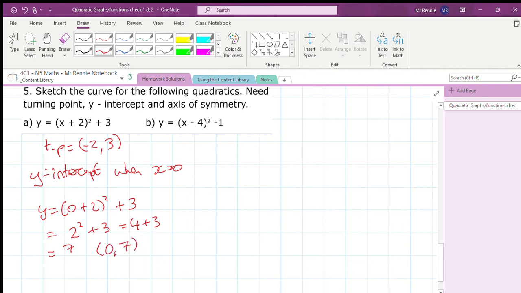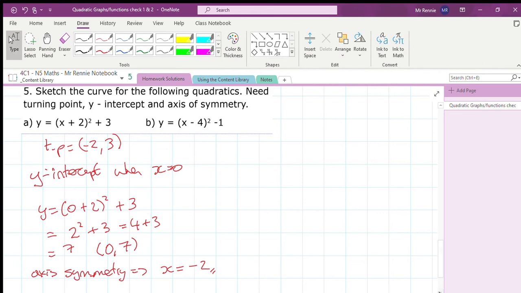Okay, axis of symmetry. We know we deal with the x value that is our turning point. So our axis of symmetry is x equals negative 2. So it's going to be negative 2 there.